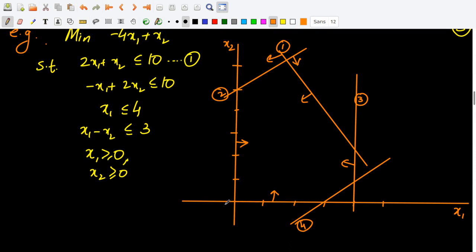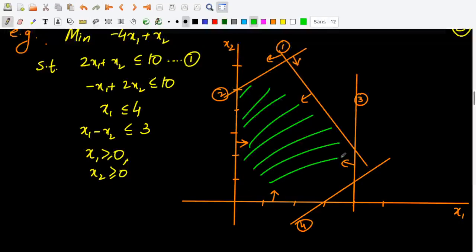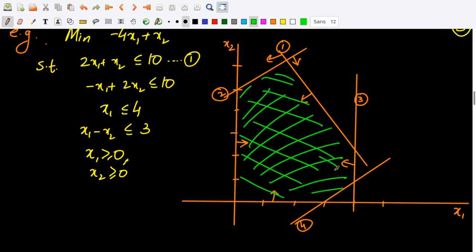So if I look at the intersection of the feasible regions of each hyperplane, I will get the feasible region inside this polyhedron. So this is the set of all points allowed by my constraints, and within this region we would like to find the point so that the value of the objective function is minimum.